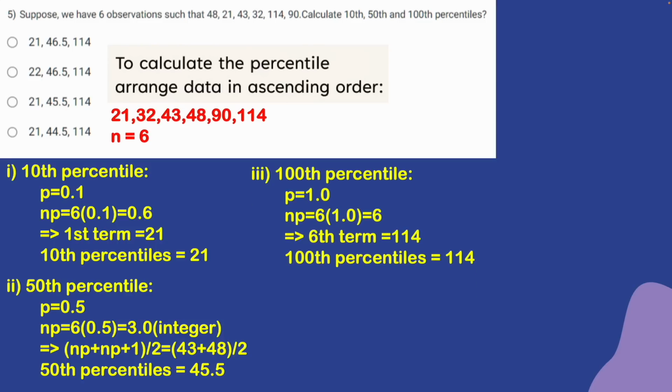So for the 100th percentile, p equals 1.0 and np equals 6 into 1.0, and the answer will be 6, and that represents the last term, which is the sixth term, that is 114. So the 100th percentile will be 114. So answer option number 3 will be correct: 21, 45.5 and 114.